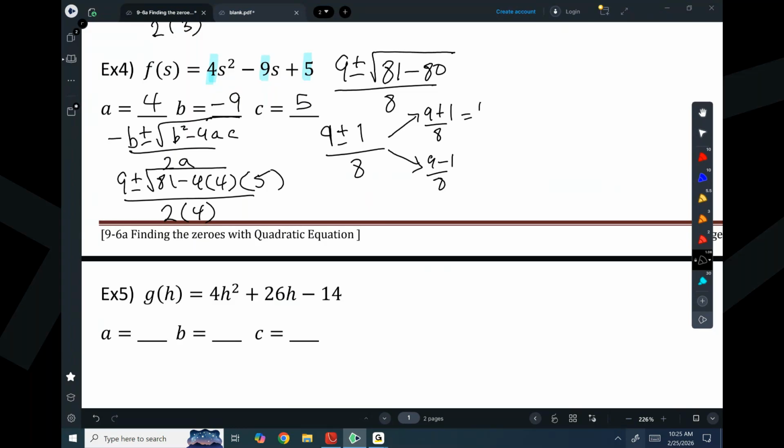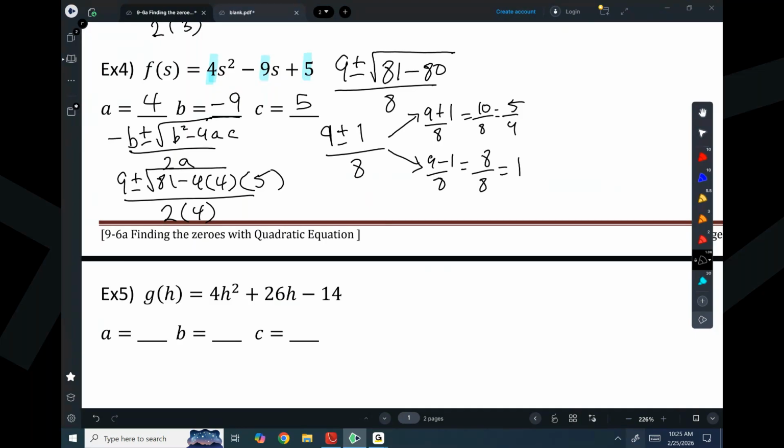9 plus 1 over 8 is 10/8, which is 5/4. One of my answers is 5/4. My other answer is 9 minus 1 is 8 over 8, which is 1. If I get pretty numbers like that, it tells me I could have done the table. When you get ugly numbers, you're like, oh, the table wasn't going to work. We good there?